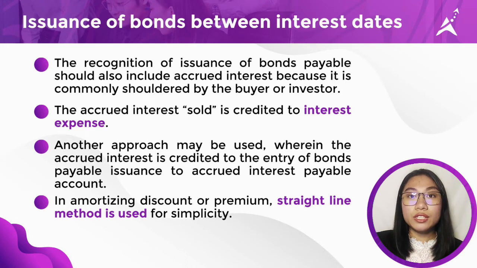As a result, the entry for the issuance of bonds is to debit the cash for the total cash received, premium on bonds payable if it is issued higher than the face amount, and then the interest expense, of course. Thenceforth, when the interest date comes, the entry would be debiting the interest expense account and then crediting the cash account. However, you could also use another approach, which instead of crediting the interest expense account, you will be crediting the accrued interest payable account on the entry of issuance of bonds. Both approaches must still have the correct balance of interest expense.